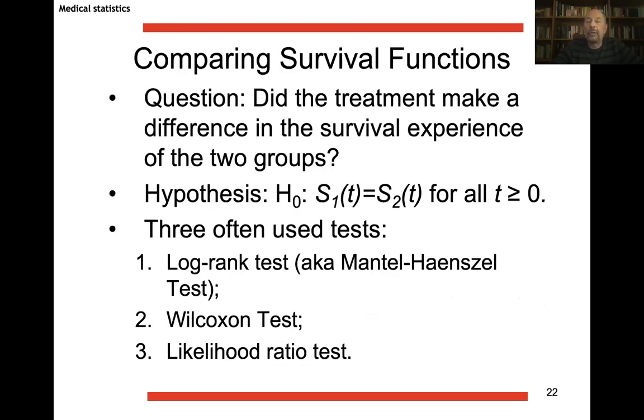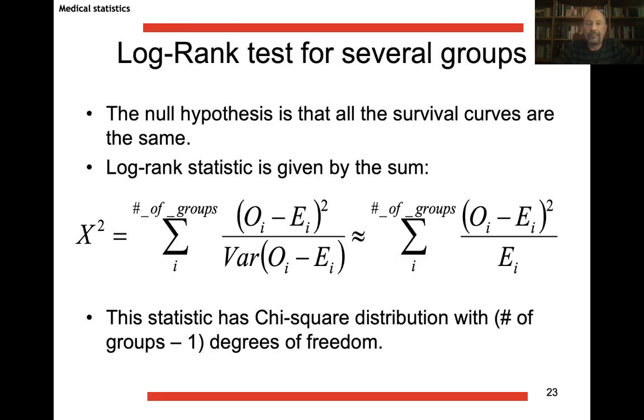So, the null hypothesis is that survival is the same, and the most used test is the log rank, which is nothing else, if you're familiar with the chi-square, than a Mantel-Haenszel test because it's a multidimensional chi-square. But you can also use the Wilcoxon test, which is a typical ranking test, or the likelihood ratio test. I hope you're familiar with this hypothesis testing.